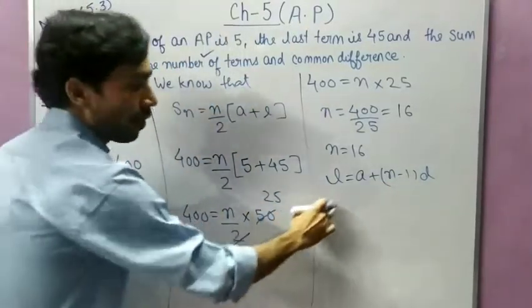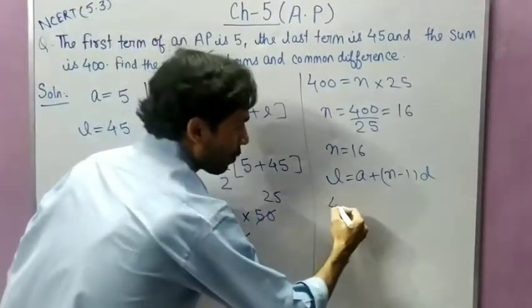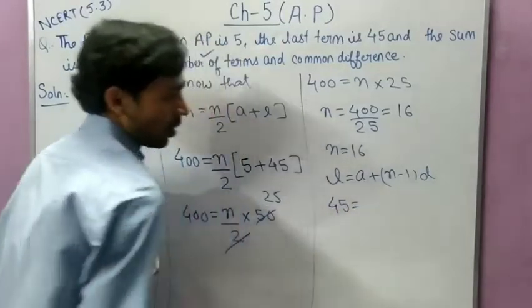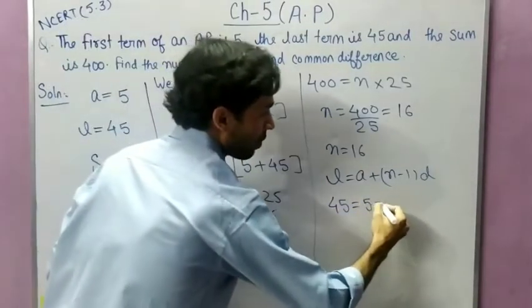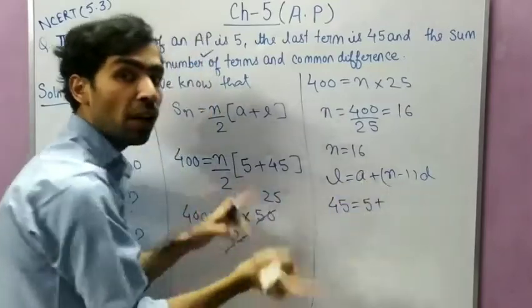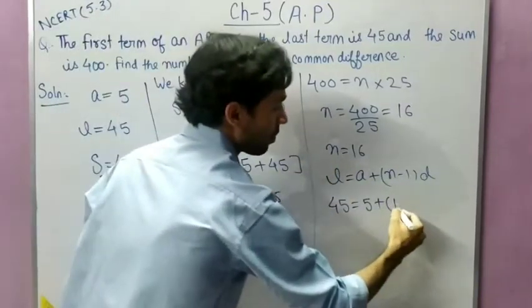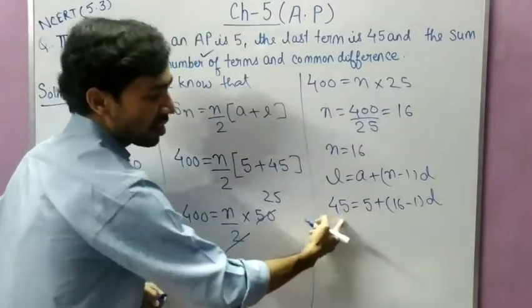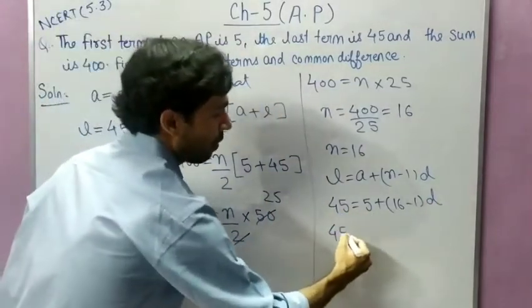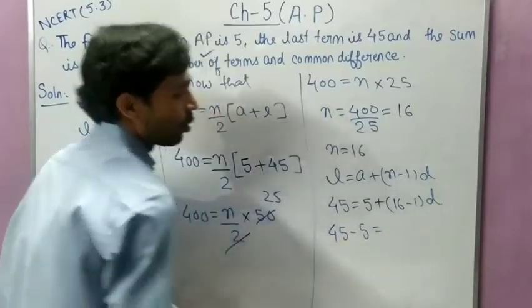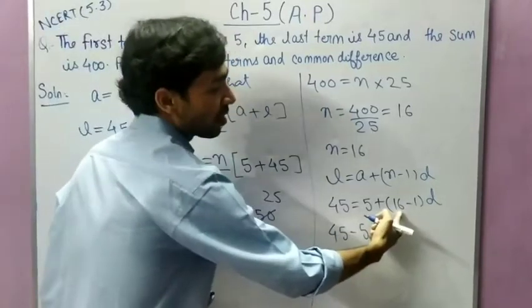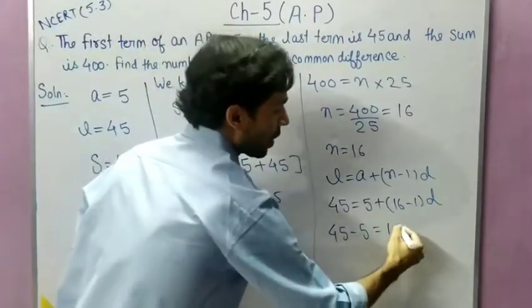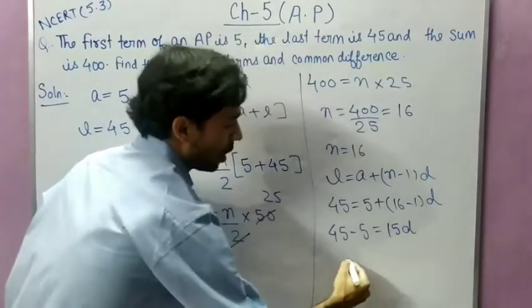Okay, the value of l is given, so the value of l is 45, the value of a is 5, the value of n we have already calculated, that is 16, and d we have to calculate. Okay, now transfer this side, so it will be 45 minus 5 is equal to, now 16 minus 1 will be 15d.